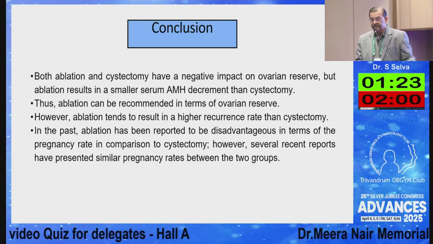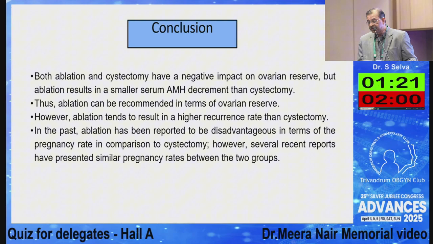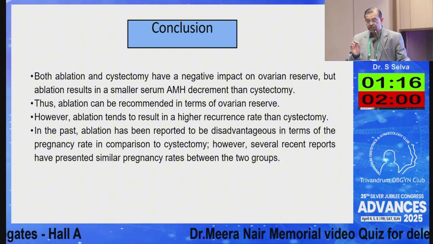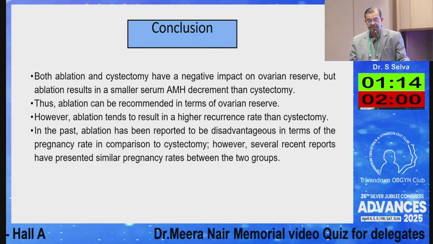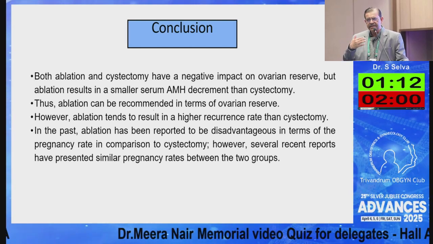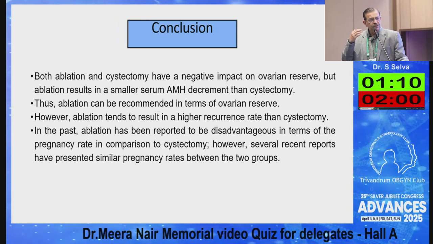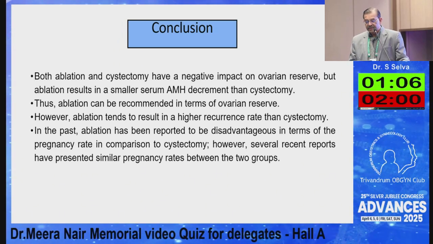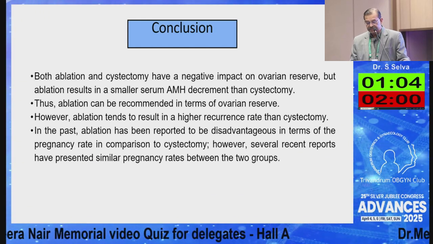Both ablation and cystectomy have a negative impact on ovarian reserve, but ablation results in a smaller AMH decrement than cystectomy. That means you have a lesser reduction in the AMH level if you do ablation compared to cystectomy. So ablation is recommended in terms of ovarian reserve.